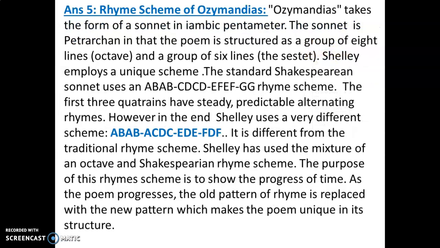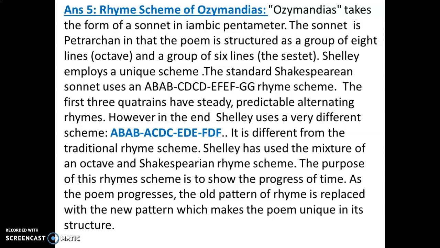Question number 5. Answer. Rhyme scheme of Ozymandias. Ozymandias takes the form of a sonnet in iambic pentameter. The sonnet is Petrarchan in that the poem is structured as a group of 8 lines in an octave and a group of 6 lines in a sestet.